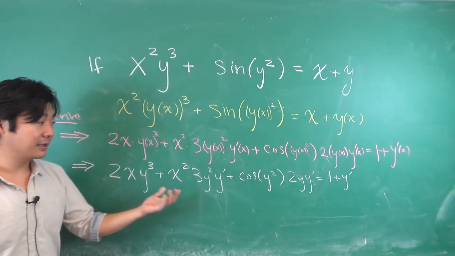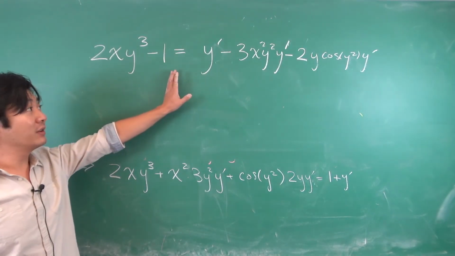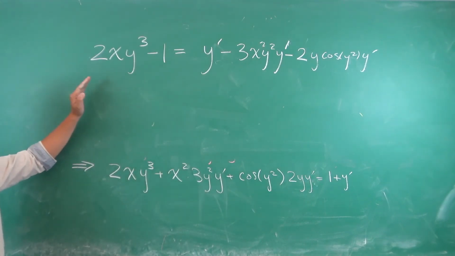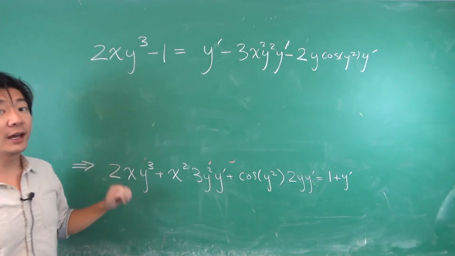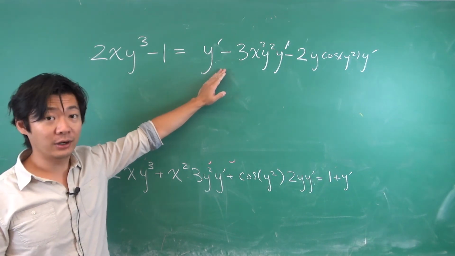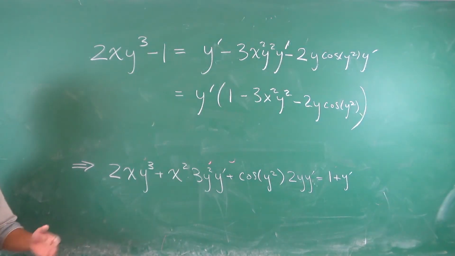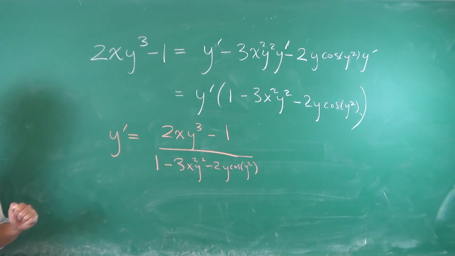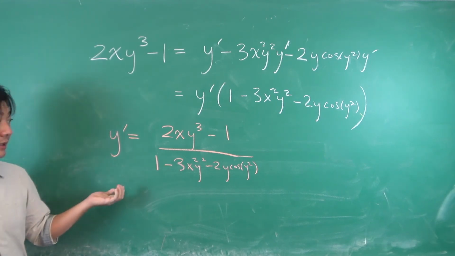And now we isolate y prime. We'll move everything with y prime to the right hand side, and we'll move everything without y prime to the left hand side. The reason we do that is because we can factor out a y prime here, and after all that's said and done, we can isolate y prime, and so we find the derivative y prime is this expression.